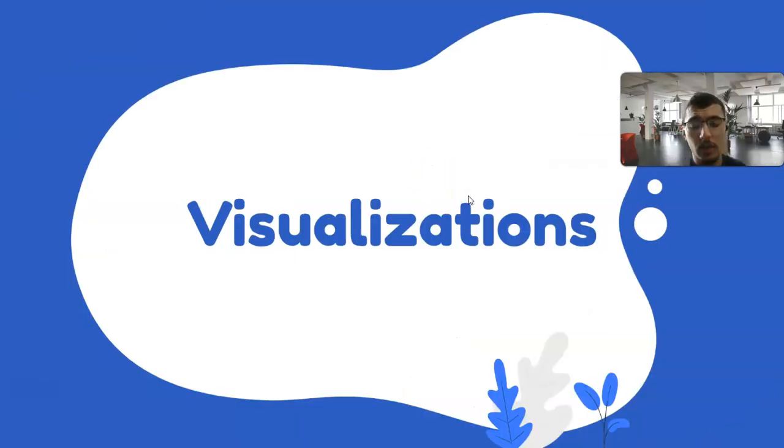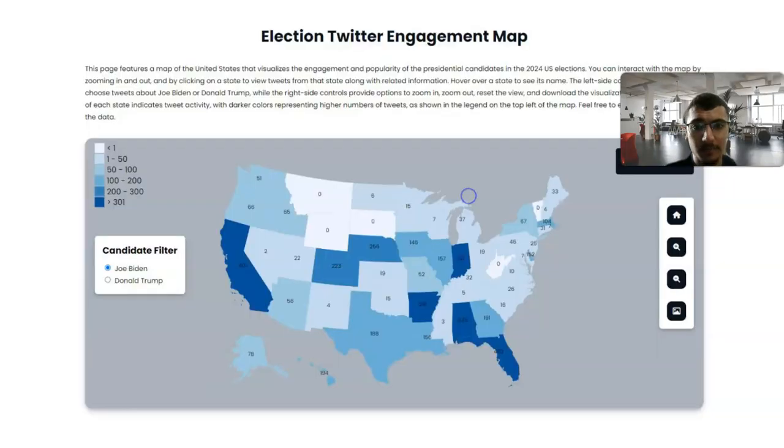Now we'll be looking at the visualizations that we have. We have a total of 3 visualizations. This is the first visualization. Now, this is an election Twitter engagement map. What this represents is the distribution of tweets across the US.